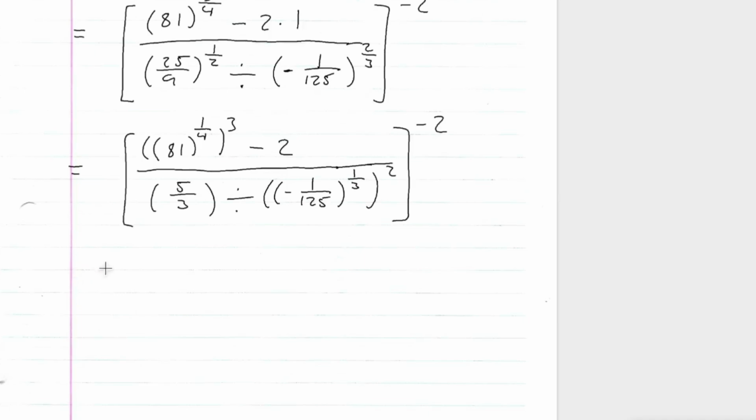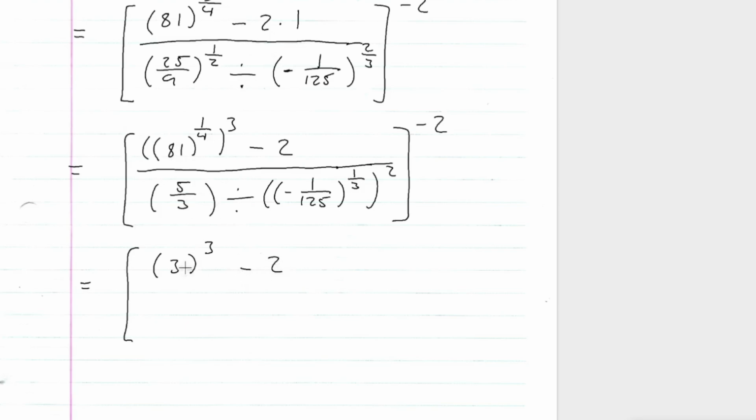Okay? So just like I did over here when 1/2 was the square root, 1/4 is just the 4th root. So what number times itself 4 times gives me 81? Well, 3 would be that number, because 3 times 3 is 9, times 3 is 27, times 3 is 81.